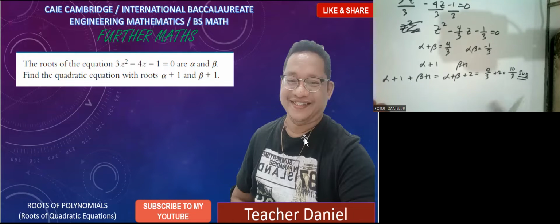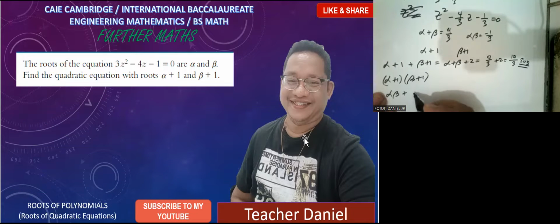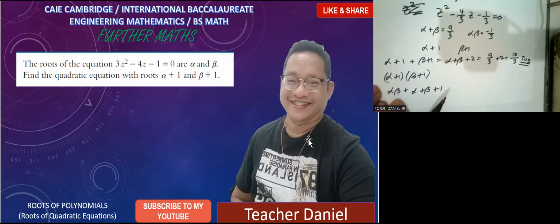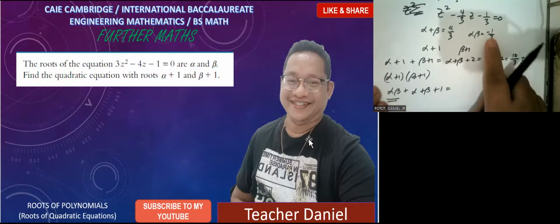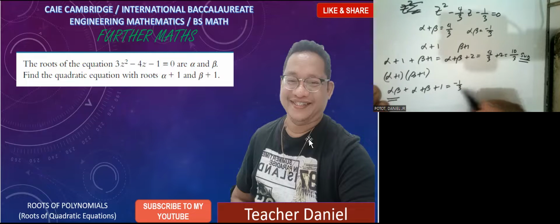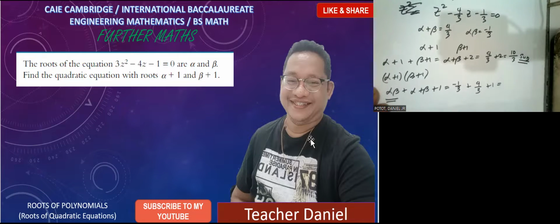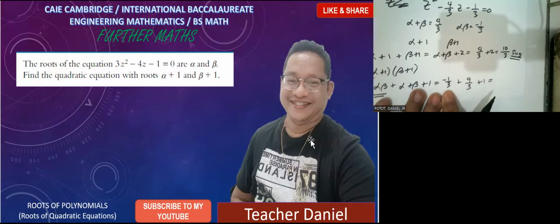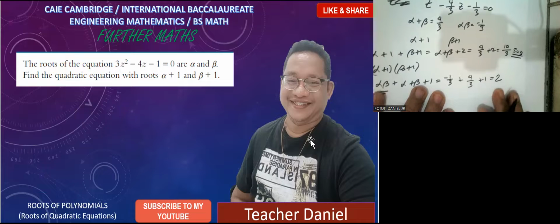And then now we take the product. So you just take alpha plus 1 times beta plus 1. That's going to be alpha beta plus alpha plus beta plus 1. However, we know these already. The product alpha beta is negative 1 out of 3, plus alpha plus beta, which is 4 out of 3, plus 1. So negative 1 out of 3 plus 4 out of 3 is 3 out of 3, which is 1, plus 1. So therefore, that is now equal to 2.